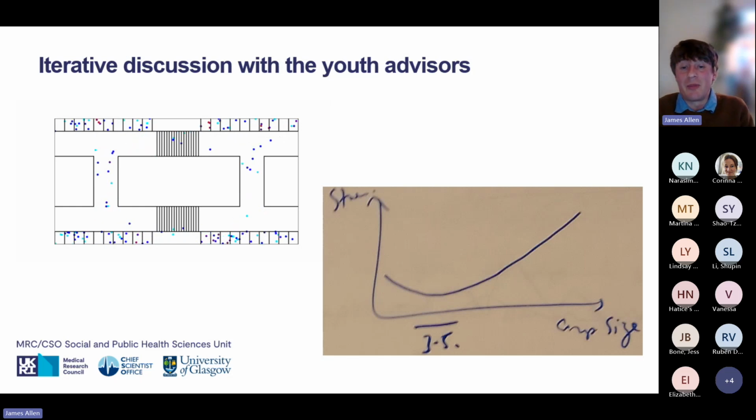The other thing is that we were able to talk about this picture on the right with them, which is about stress and group size. So basically saying, okay, if you're in a group in a corridor, what's the best number? And they said, well, sort of middle range, because if it's small, I feel lonely, but if it's large, I feel overwhelmed and anxious. And there are other behaviors like shoving. And so we're able to take that and put it directly into the model.